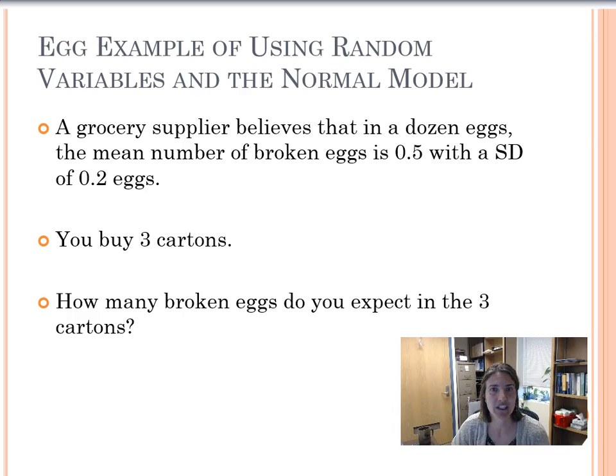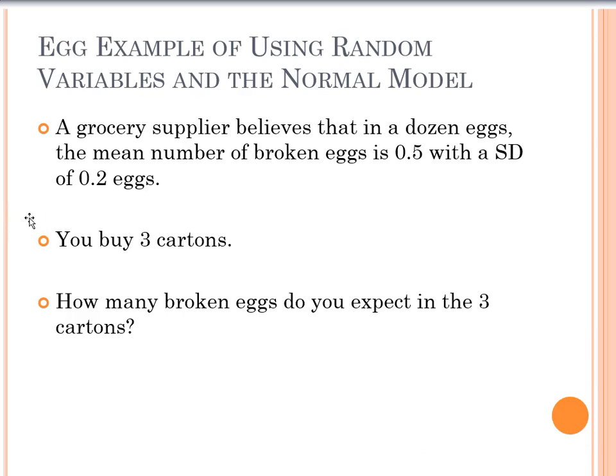answer more interesting questions. So let's say you're a grocery supplier or you work for a grocery store restocking dozens of eggs, or cartons of eggs, and that on average the number of broken eggs is a half. Some cartons don't have any broken eggs, some have more, but the average is just 1/2. And then the standard deviation captures the fact that there's variation from carton to carton. And then you buy 3 cartons. How many broken eggs do you expect in those 3 cartons of eggs?